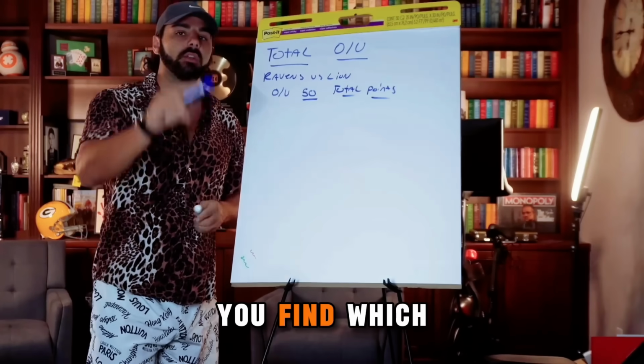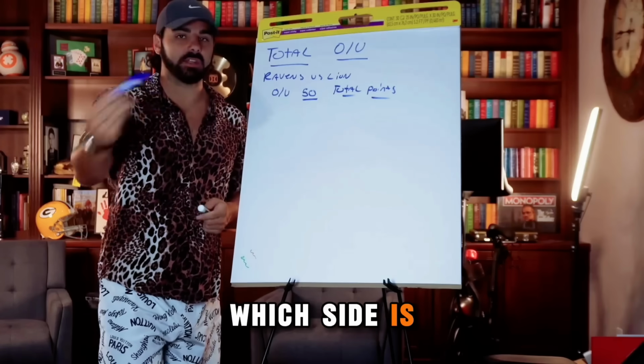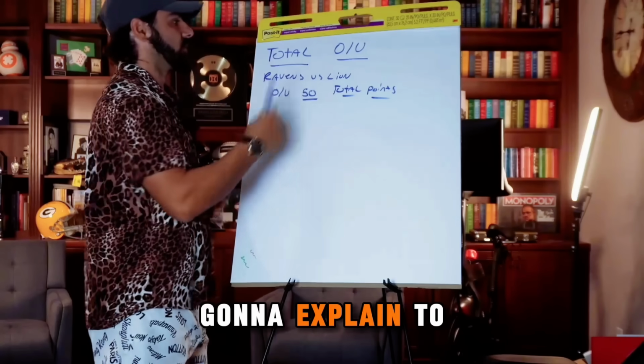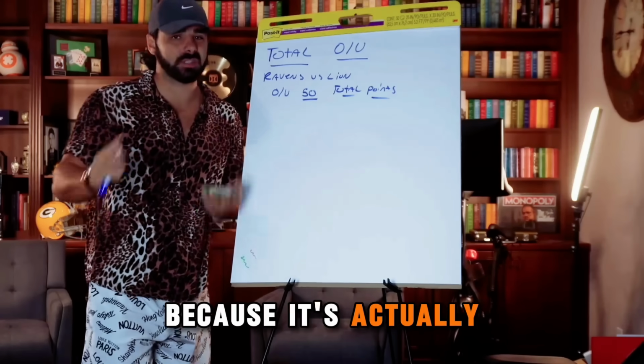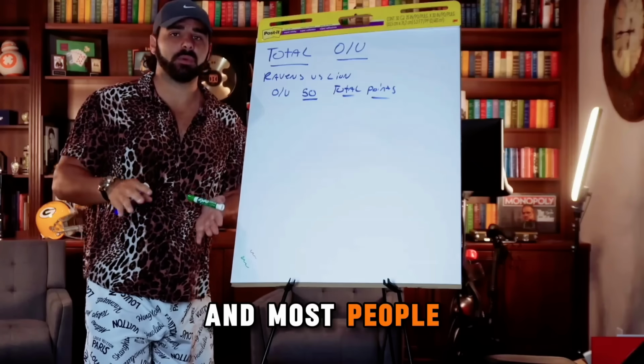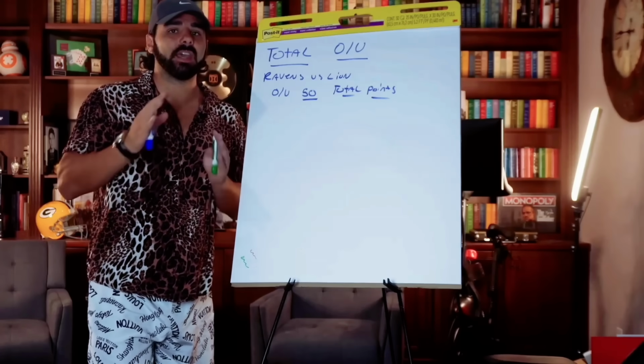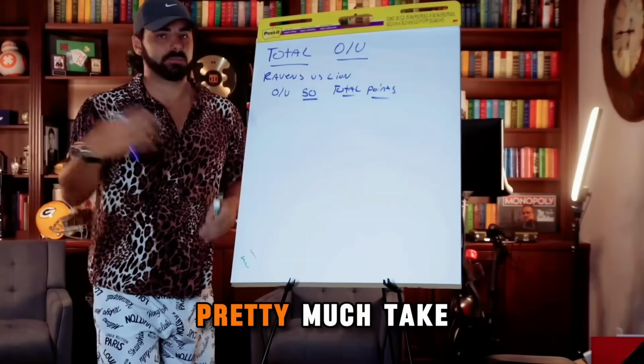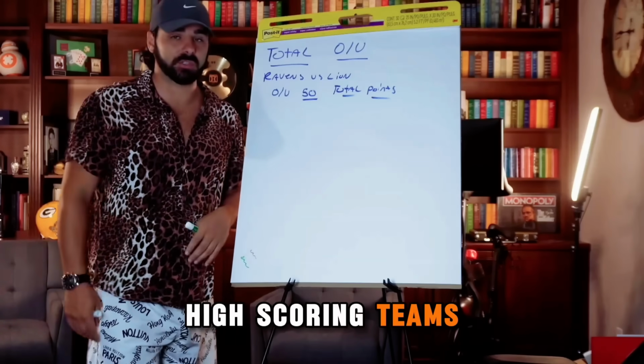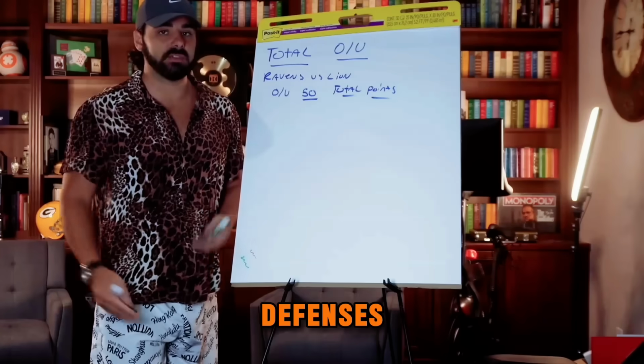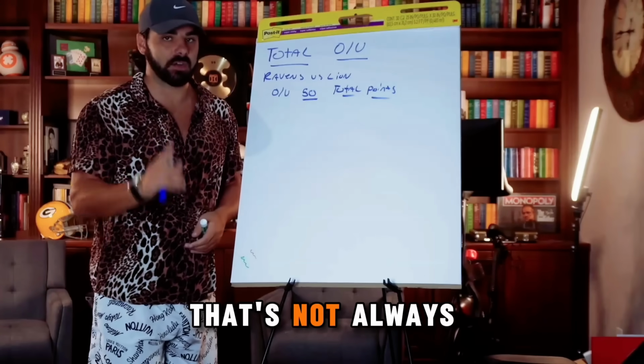But how do you find which side to bet on? Which side is the right side? Well, that's what I'm going to explain to you guys here in just a couple steps, because it's actually pretty easy, and most people literally forget how to do this the correct way, and they just pretty much take a guess. They're like, oh, there's two high-scoring teams, I'm going to bet the over, or they're two great defenses, so I'm going to bet the under. That's not always the case.